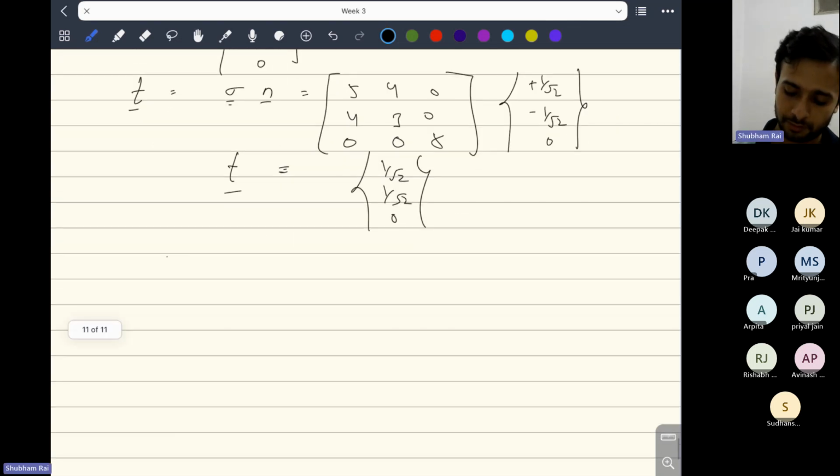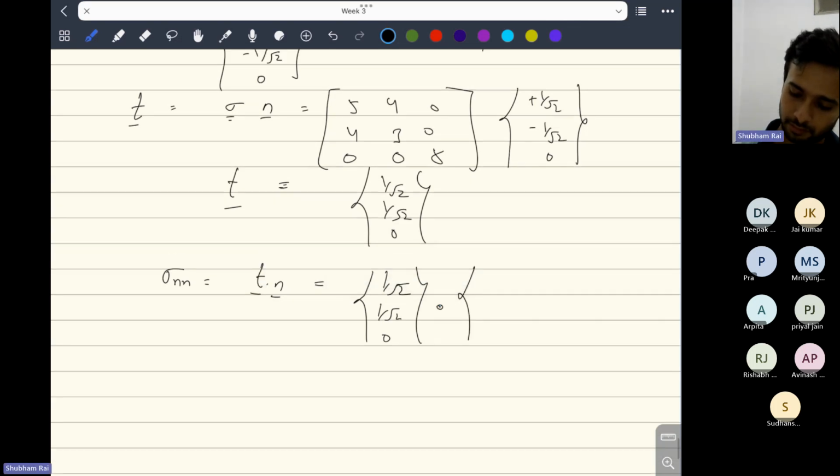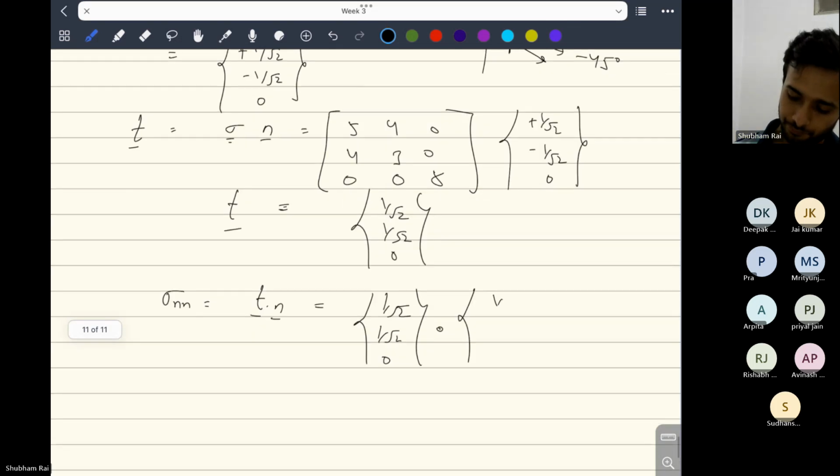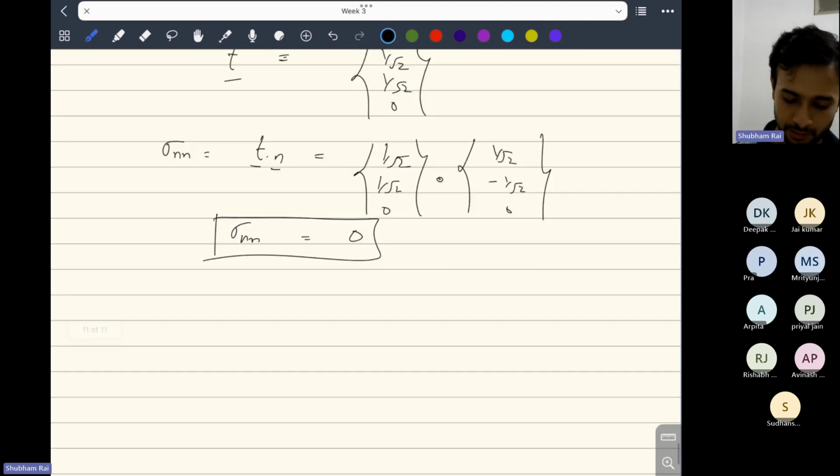So magnitude of normal component will be sigma n, that will be given by T dot n. So this is T, and you do dot product with n. N was given, you do it, so what will you get? You get 0. Sigma n is 0. And so really you have to find shear.